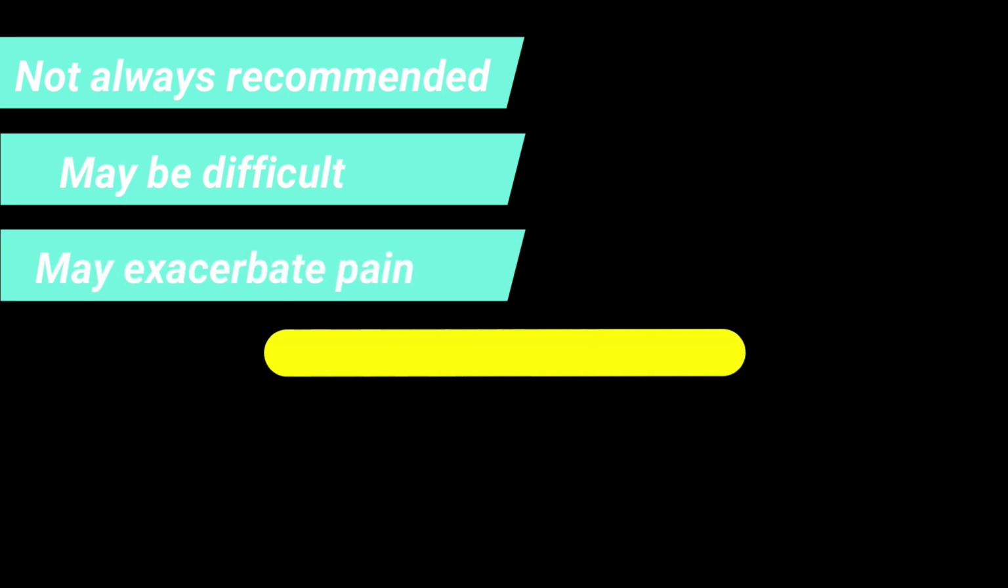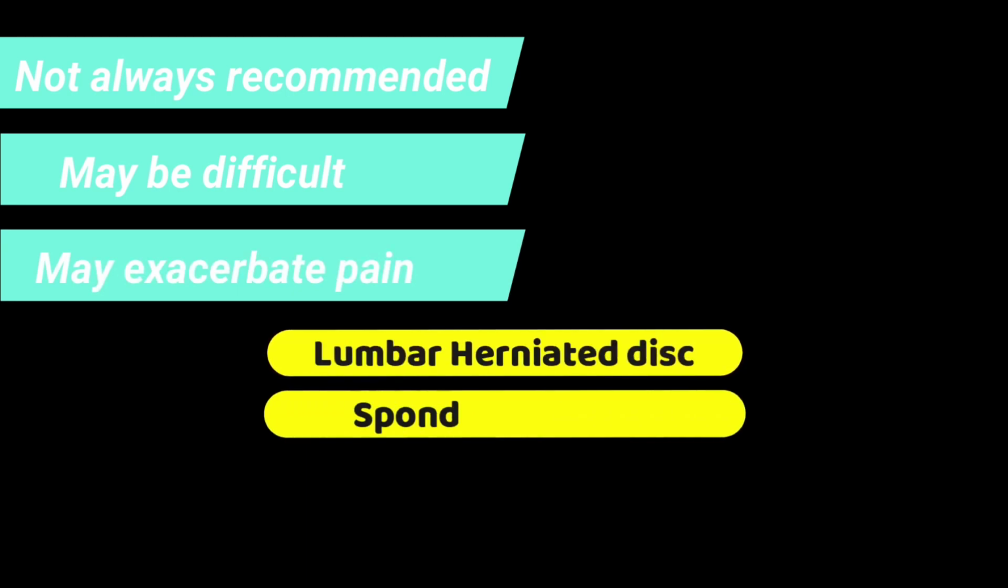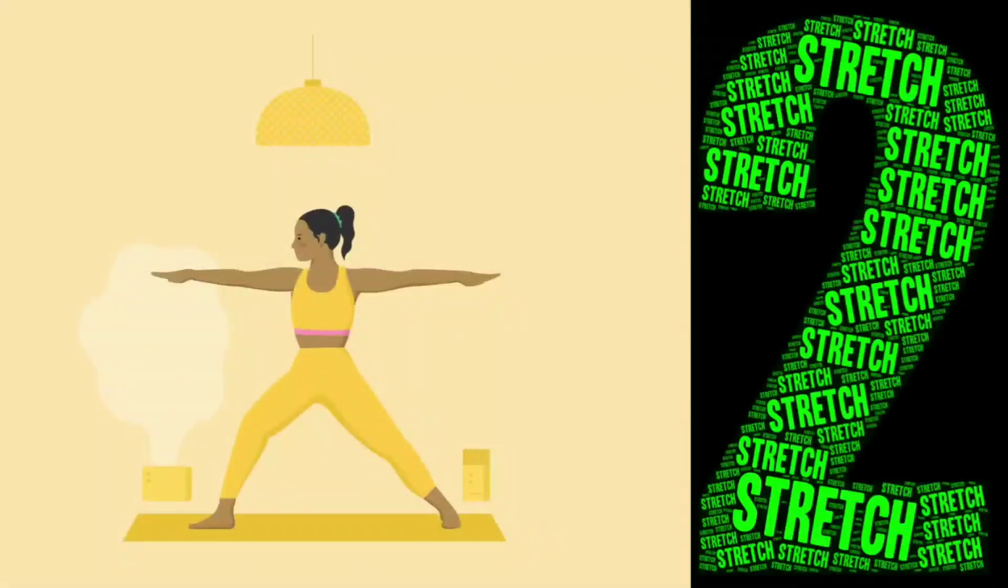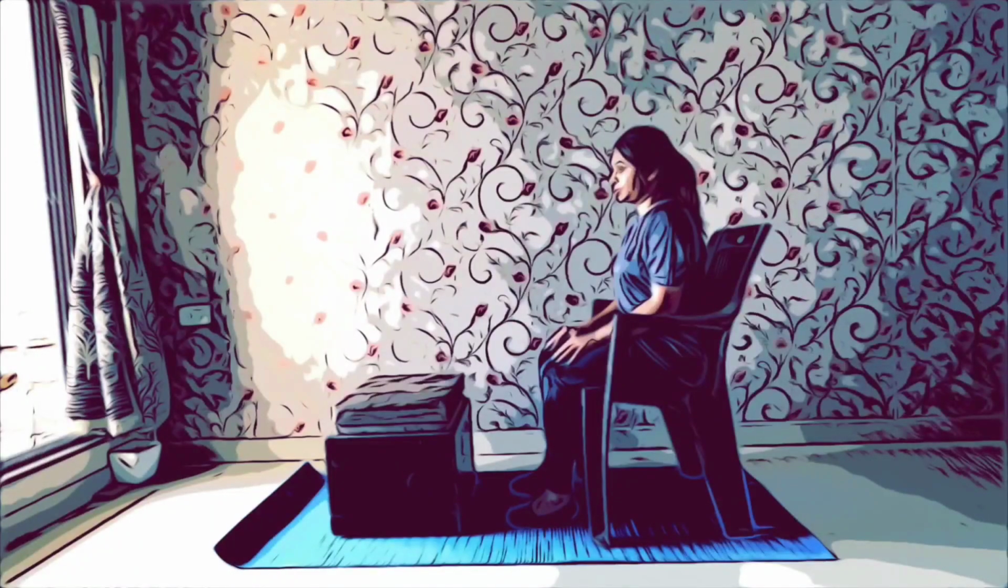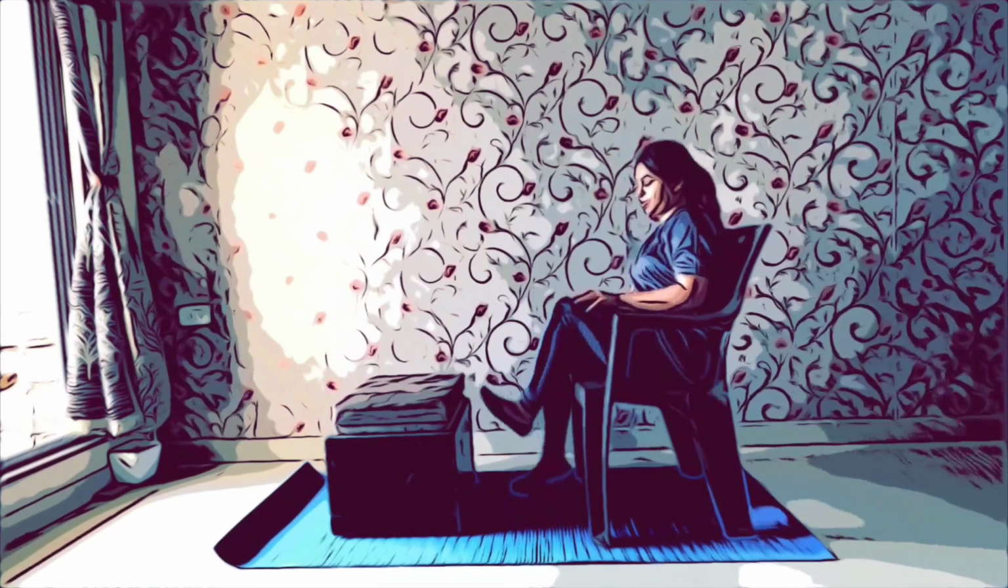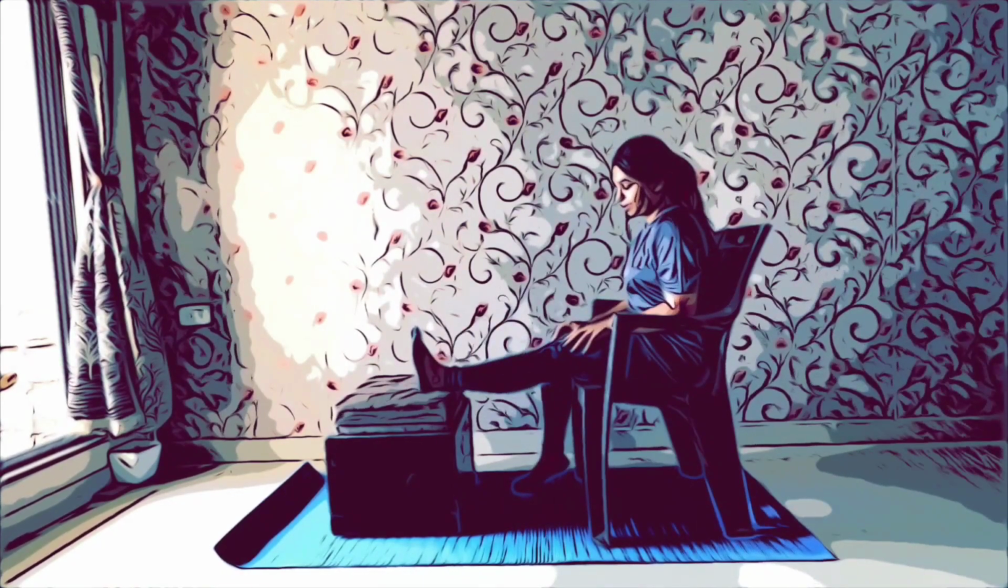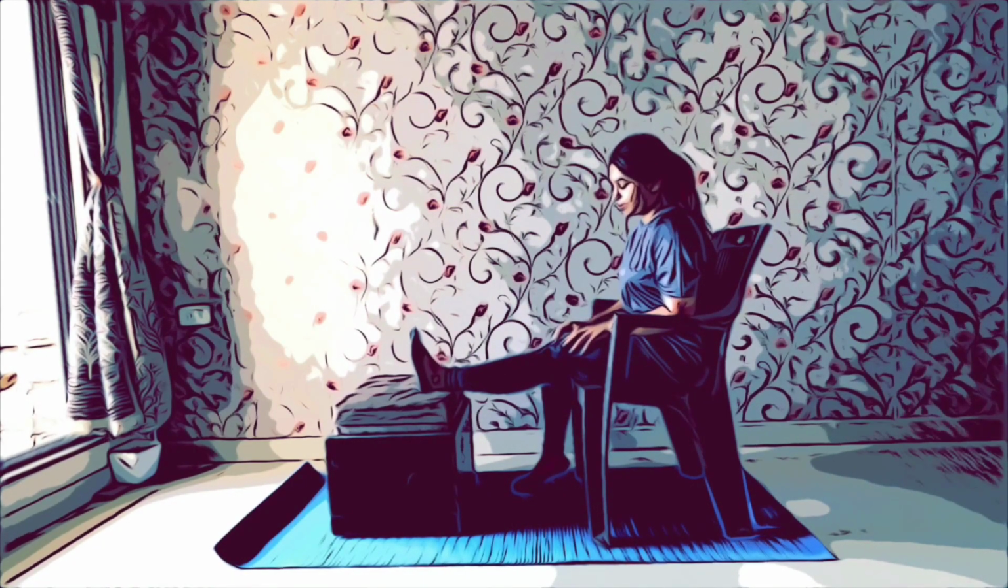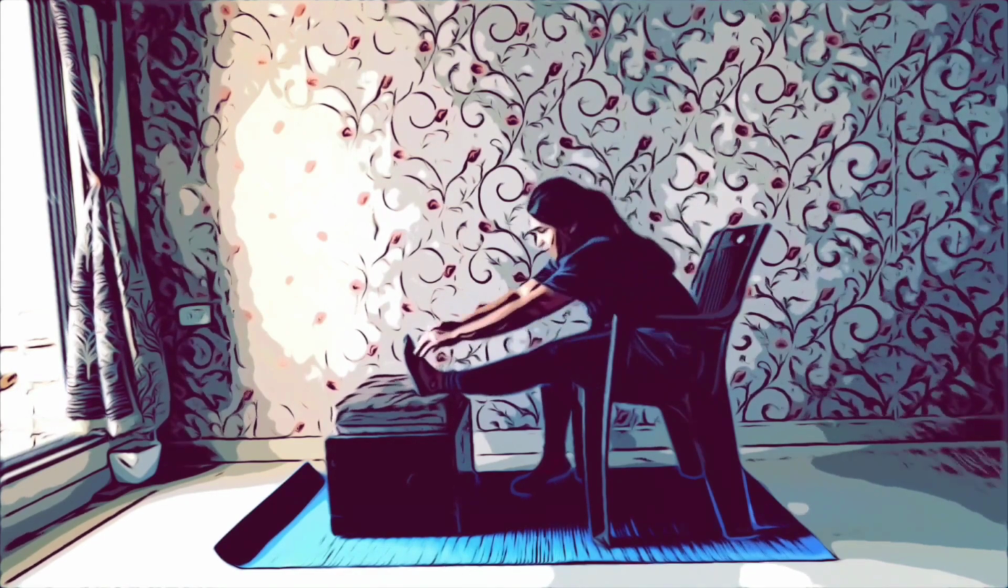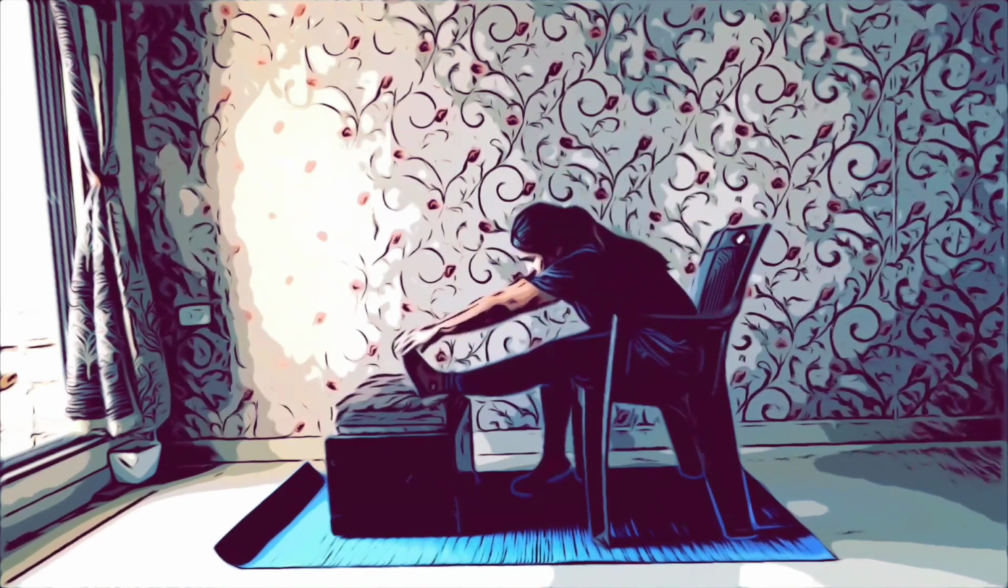Now, this form of exercise may not always be recommended because it may be difficult to do for some people, and it may even exacerbate pain from a lumbar herniated disc or spondylolisthesis or from some other specific conditions. The second stretch is while you are sitting on a chair, place one leg straight out on another chair which is placed in front of you. Now reach towards the toes and stretch one leg at a time.